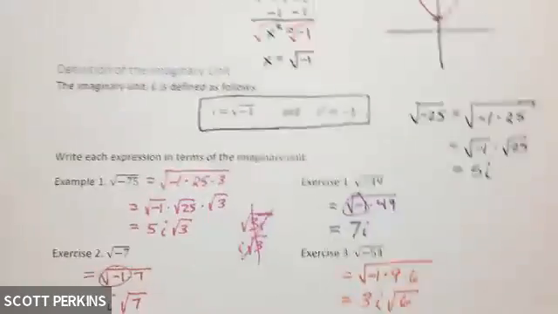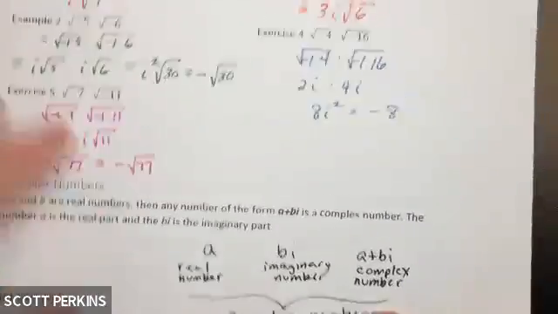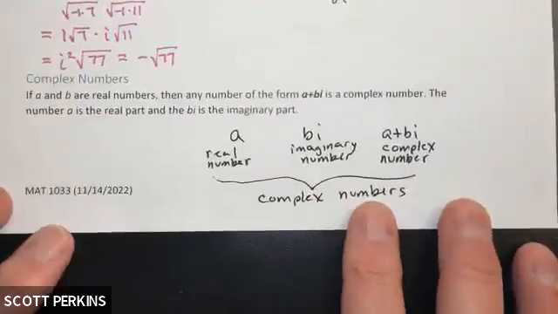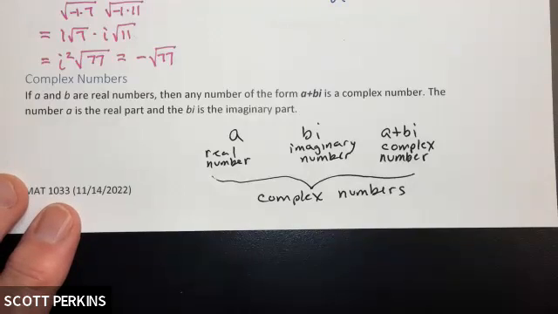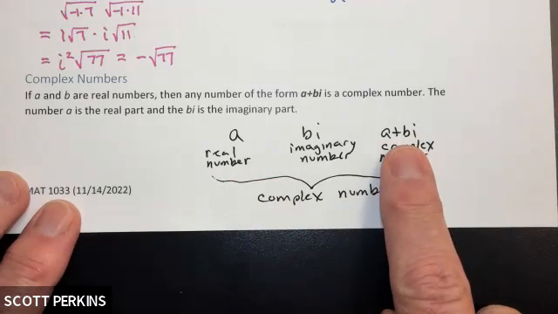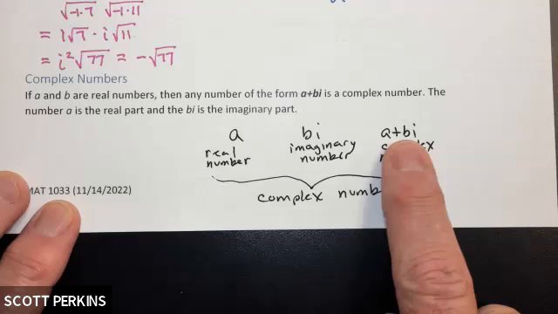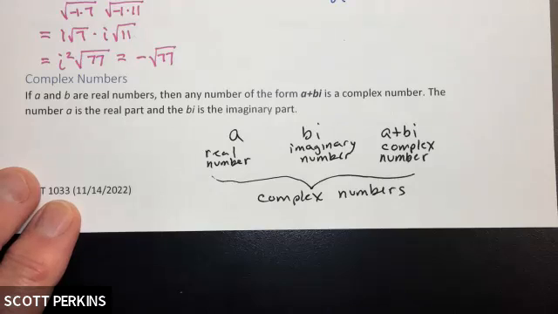Then if you remember in the previous video, we talked about writing things in terms of the imaginary unit. So you can watch part 1 if you weren't here. And then this is where we ended. We defined what a complex number is. A complex number is any sort of binary number like this, a plus bi. a is the real part, bi is the imaginary part.